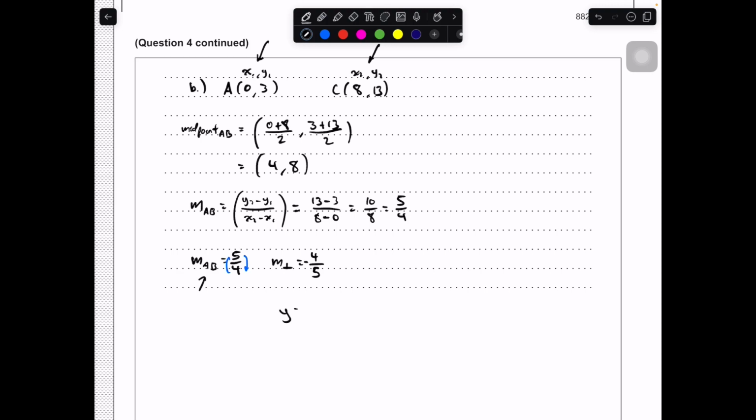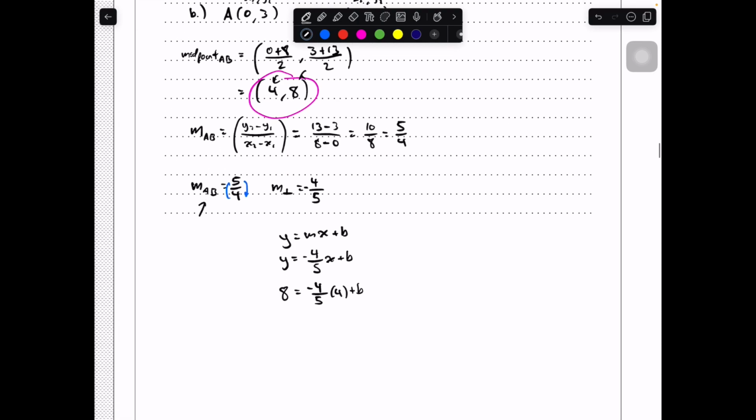So we have y is equal to mx plus b. We know that m of this perpendicular bisector is negative 4 over 5. And we also know that it goes through the point 4, 8. So we've got a point on the line. We have an x value and a y value. Let's substitute those in. 8 is equal to negative 4 over 5 times 4 plus b.